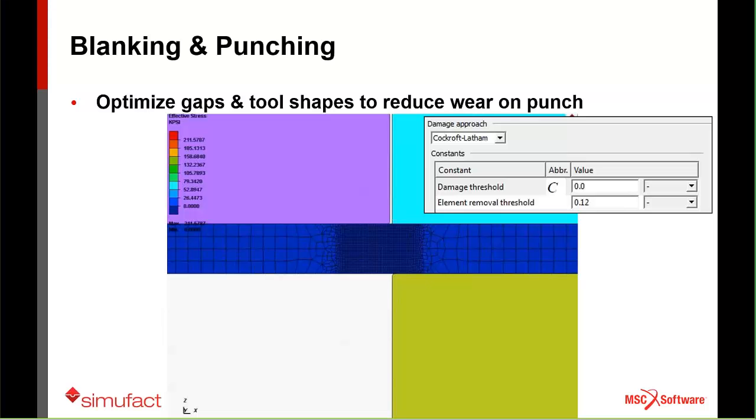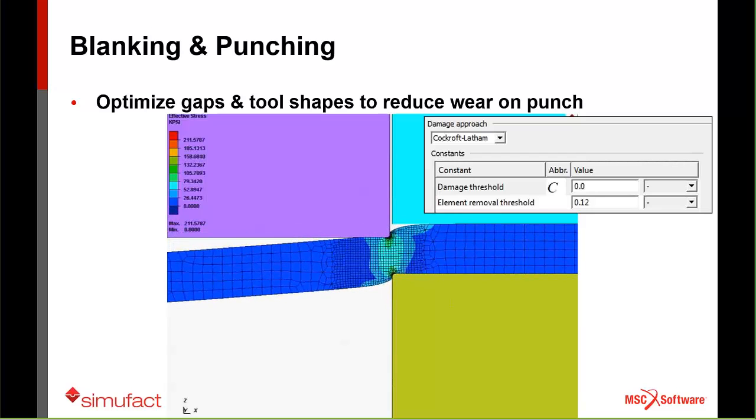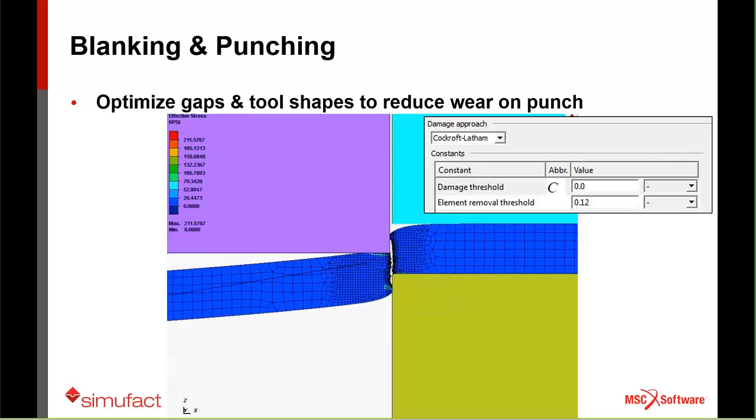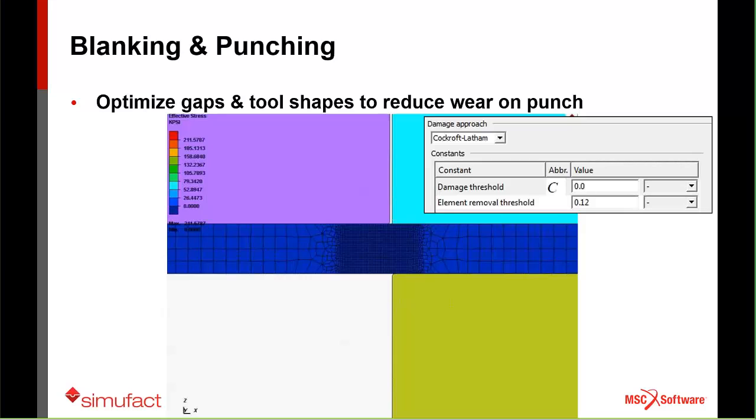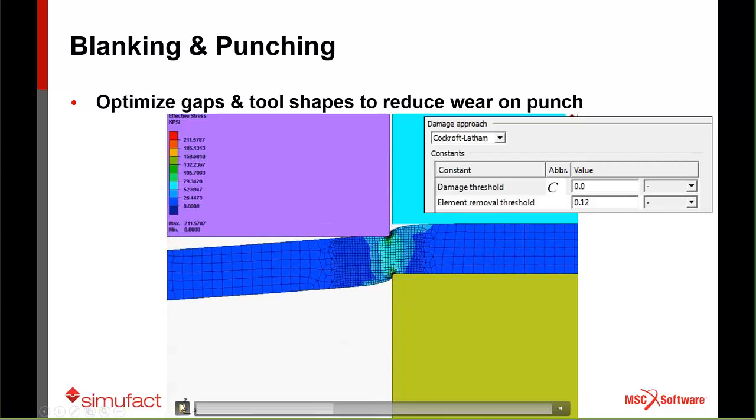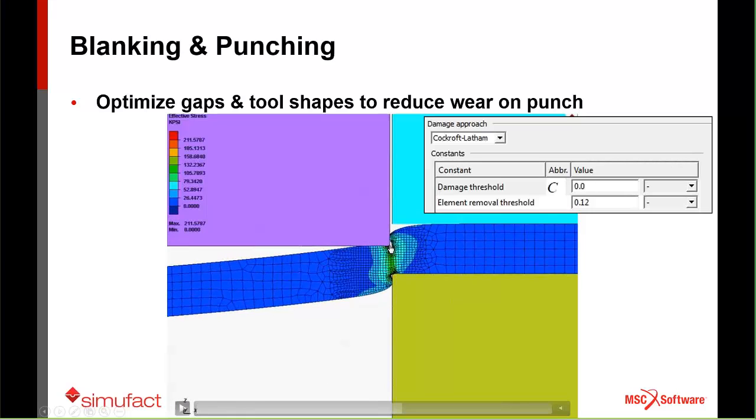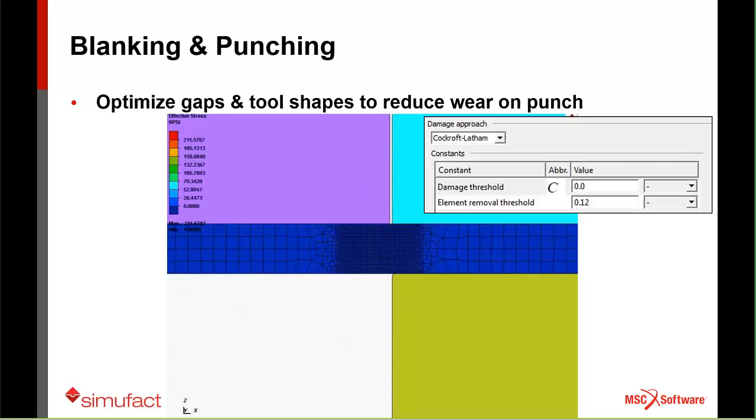The last slide I have is about blanking and punching. Here you see a punching process, and this is a nice example where we use the damage approach. Let's play it again. You see the punch coming down and automatically remeshing, and then the software calculates the damage that's built up in the material. We have several damage models exposed in the GUI, and once the damage reaches a certain value, we use an element removal technique. Now the elements are removed and a crack starts to propagate through the material, and then it breaks off into two pieces.